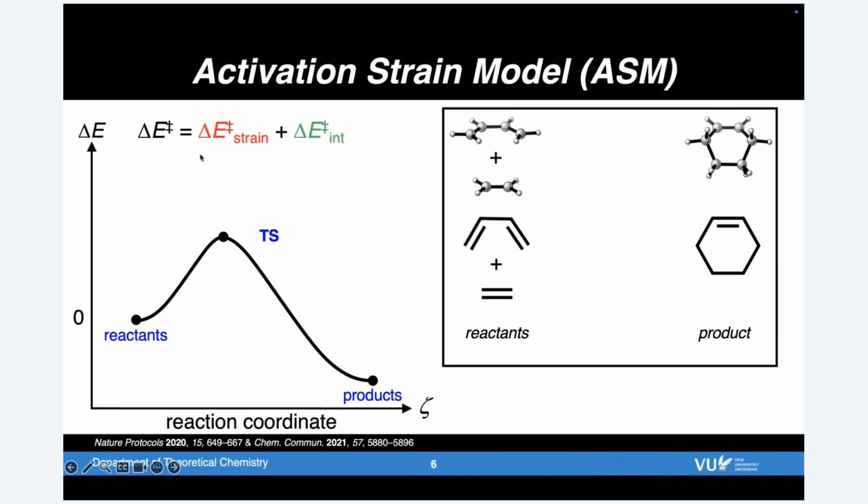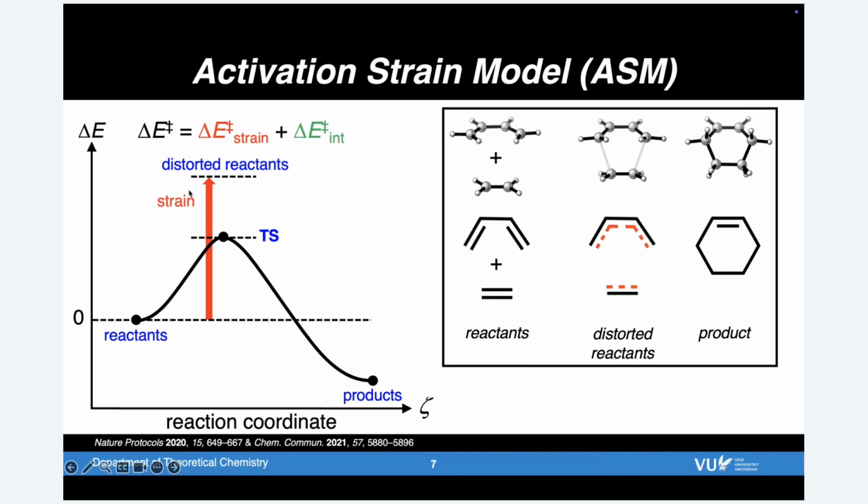And the activation strain model posits that the activation barrier is equal to the sum of the strain energy and the interaction energy. And let's go ahead and visualize what that really means. So your strain energy, by definition, is the energy difference between your distorted reactants and your pristine reactants before they've come together to react. And in this particular transformation, you have the terminal carbons that are reacting.